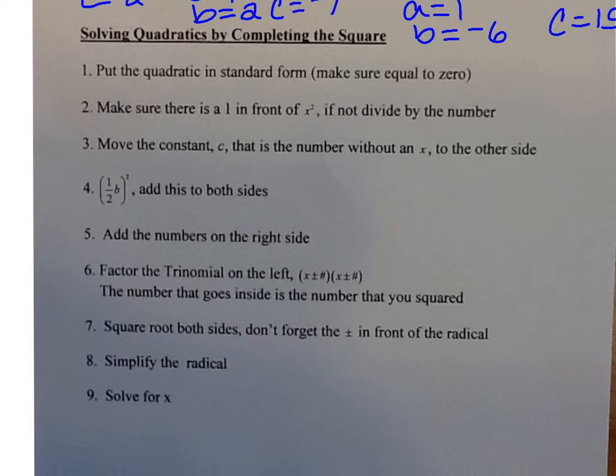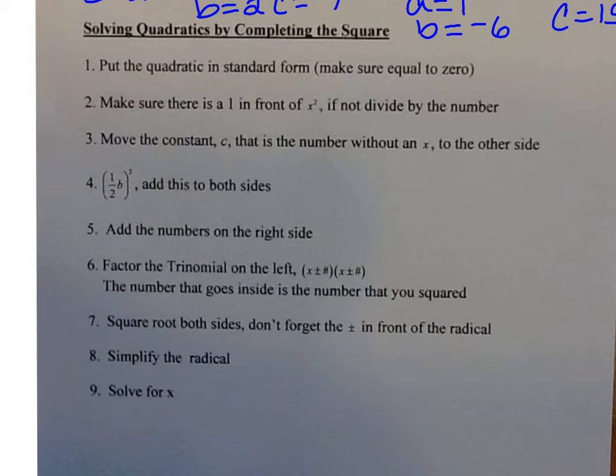All right, so let's talk about completing the square. Here are the steps. It's a lot of steps, but you'll be able to do it. The first thing you're going to do is make sure it's in standard form. So you want your x squared first, your x, and then your c, and make sure it's equal to 0. Make sure you have a 1 in front of the x squared. So you can't have 2x squared, you can't have 3x squared, it has to be 1x squared. If there is a number in front of the x squared other than 1, divide everything by that number.